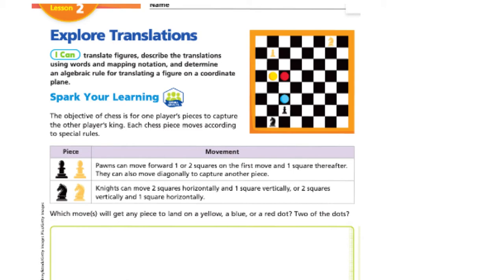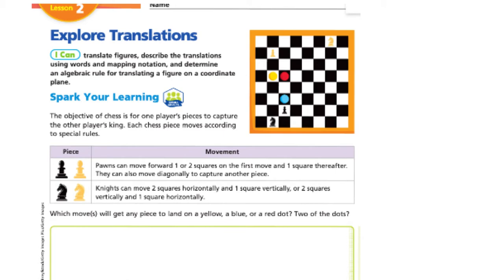So we're still working on transformations, and translations are just one type of transformation. And you did it a little bit in the last lesson where you were sliding things back and forth, and that's what translations are. So we'll get to the definition in just a minute, but let's look at the Spark Your Learning. So this is actually pretty cool, and I would encourage you to spend some time working on this, just playing around with it.